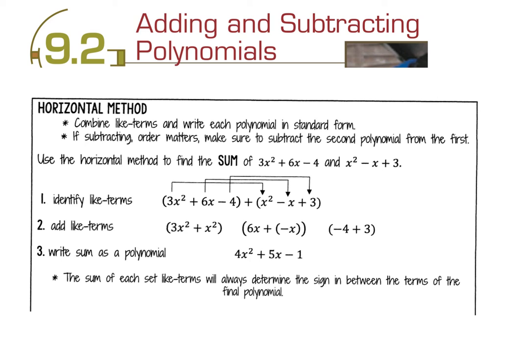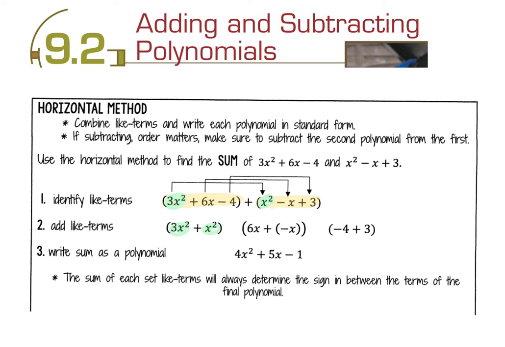So we are now going to take polynomials, what we were just putting in standard form, and we are going to add them together. So we are adding two separate polynomials. We're adding this first one to this second one. The first method they show us is called the horizontal method, where you just take the like terms, the 3x squared and the x squared, the like term here and the like term there, and you add them.